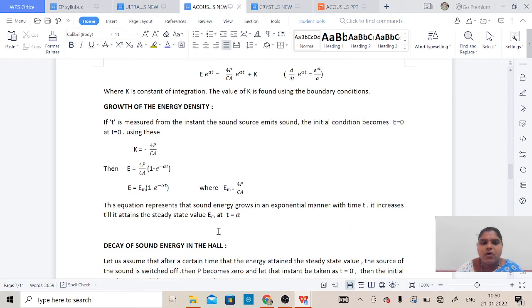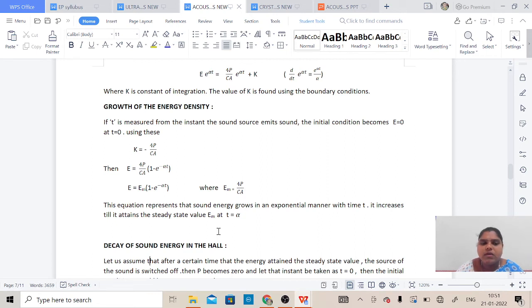Next, growth of the sound energy and decay of sound energy in a hall. First, growth of the energy density. If t is measured from the instant the sound source emits sound, the initial condition becomes E equals 0 at t equals 0. When there is no energy, there is no time to measure the reverberation. Now K equals minus 4P by CA according to the previous case, that is the buildup of sound. Then E equals 4P by CA into 1 minus e power minus alpha t. Now E equals Em into 1 minus e power minus alpha t, where 4P by CA is assumed as Em.